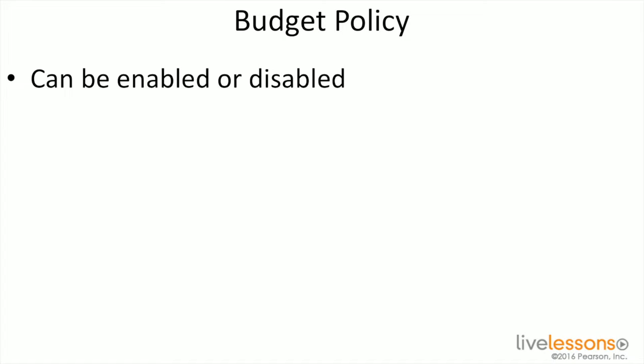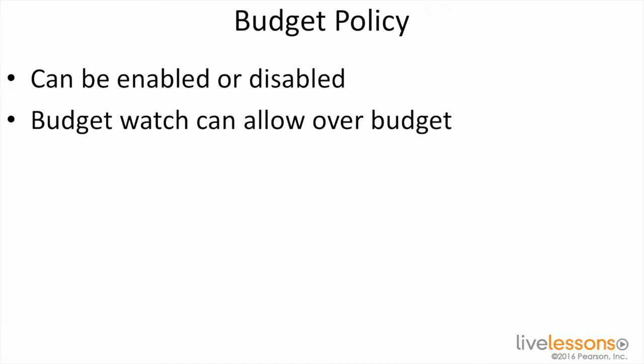So the budget policy, as we mentioned before, can be enabled or disabled. You don't have to use it if you don't want to. But what it does is it allows you to set parameters for how many resources and how much utilization you're going to allow for particular lines of business. You can also allow the user the capability of even going over budget.